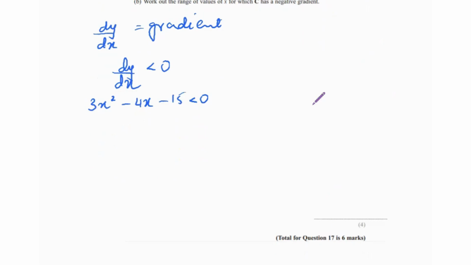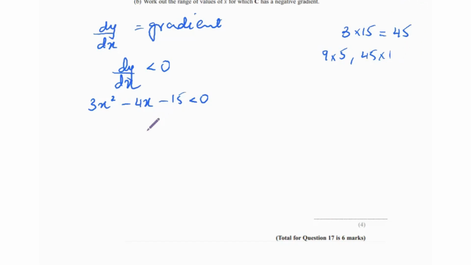So solving a quadratic inequality is pretty much similar to solving a quadratic equation. The only difference is in the way that you're writing your answer. So we factorize this quadratic. You can use the quadratic formula or you can use splitting the middle term, whichever way you're most comfortable with. I'm going to use splitting the middle term. So if I do 3 times 15, that's 45. Now we need to find factors of 45. Apart from 3 and 15, it's 9 and 5. Then we have 45 and 1. I think that's about it.